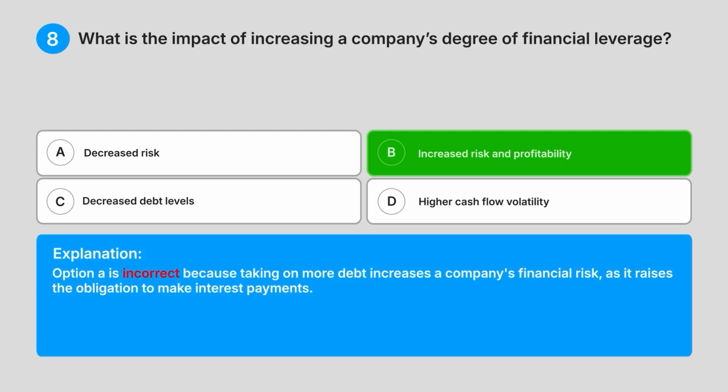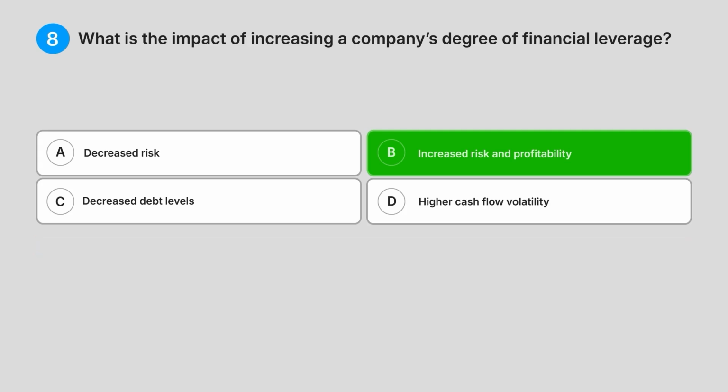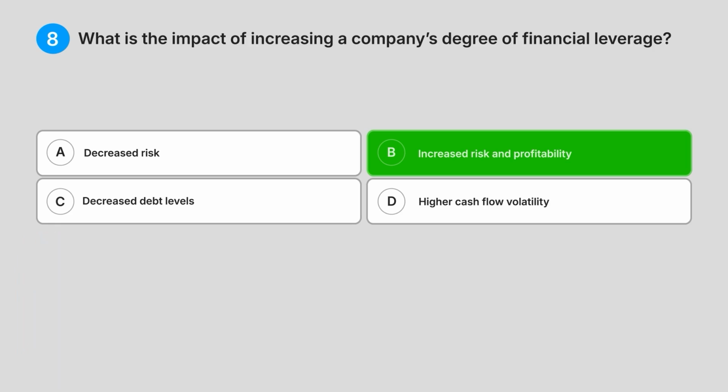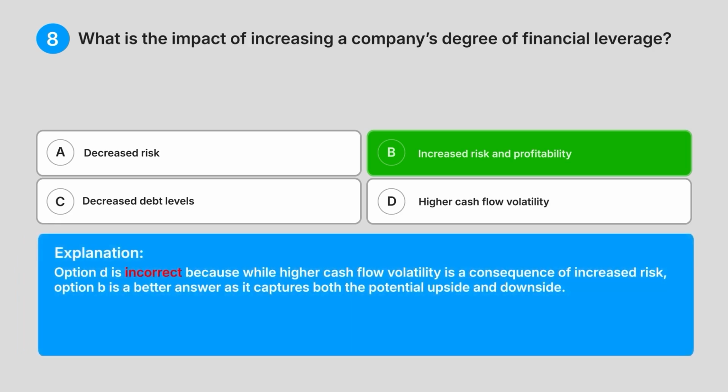Option A is incorrect because taking on more debt increases a company's financial risk, as it raises the obligation to make interest payments. Option C is incorrect because increasing financial leverage means increasing debt levels, not decreasing them. Option D is incorrect because while higher cash flow volatility is a consequence of increased risk, option B is a better answer as it captures both the potential upside and downside.